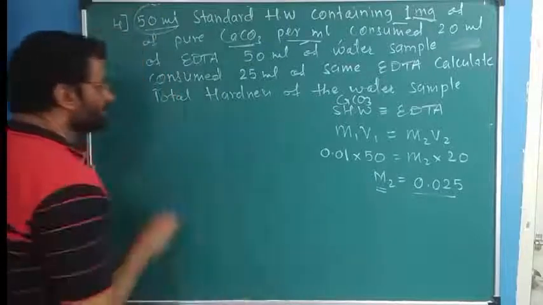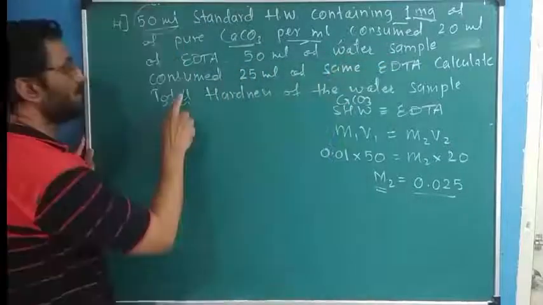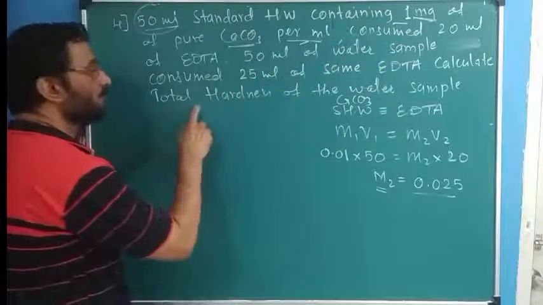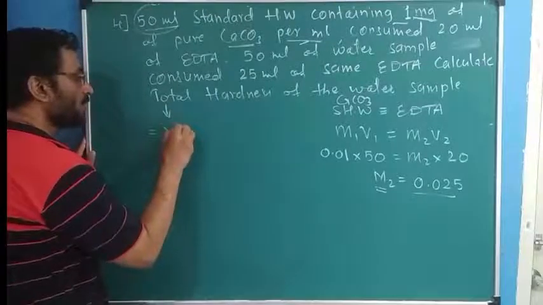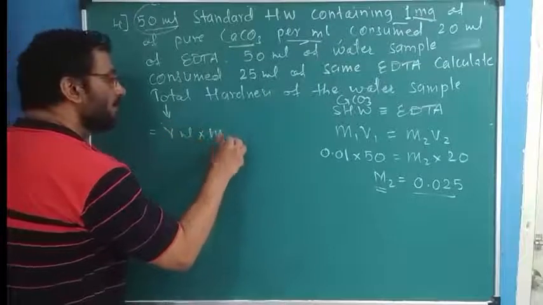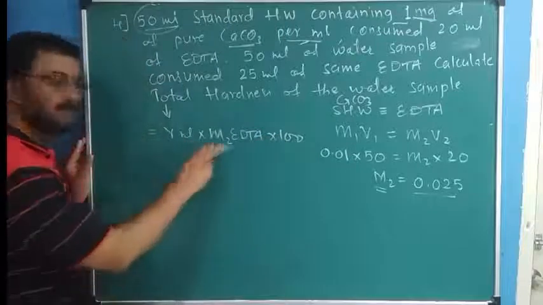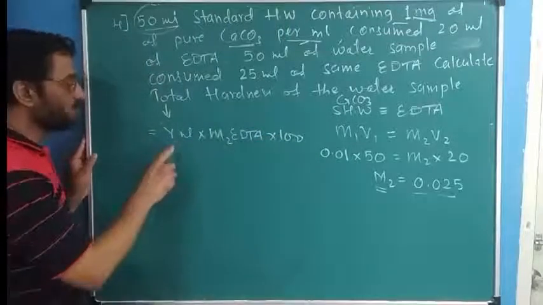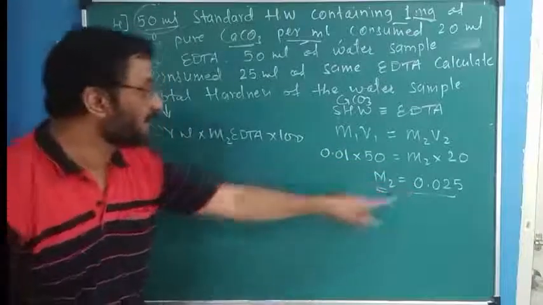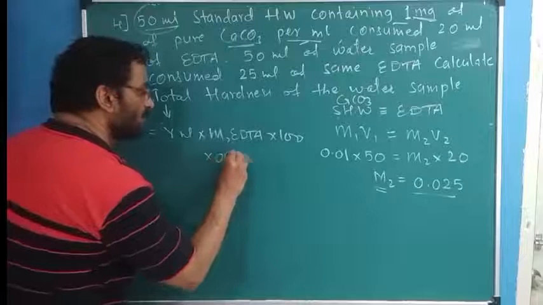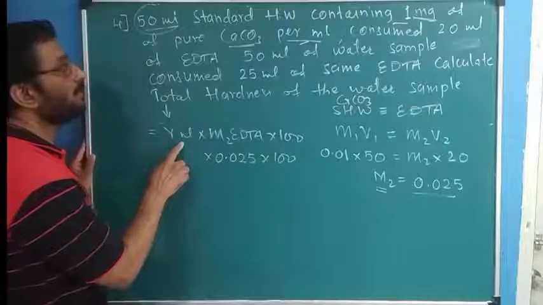Okay, we got M2. After that, what? 50 ml of water consumes 25 ml EDTA. Find total hardness. Again go to the formula of total hardness. It will be Y ml into M2 of EDTA into 100. You have seen this equation a number of times. Y is the volume of standard EDTA required. Standard means M2, which is 0.025, into 100.